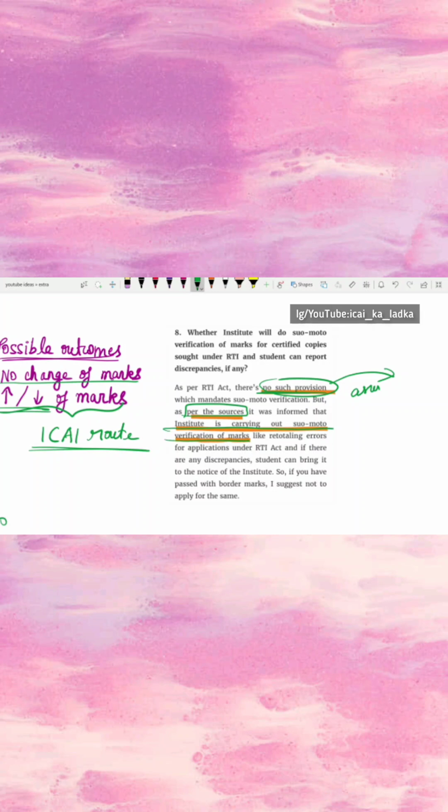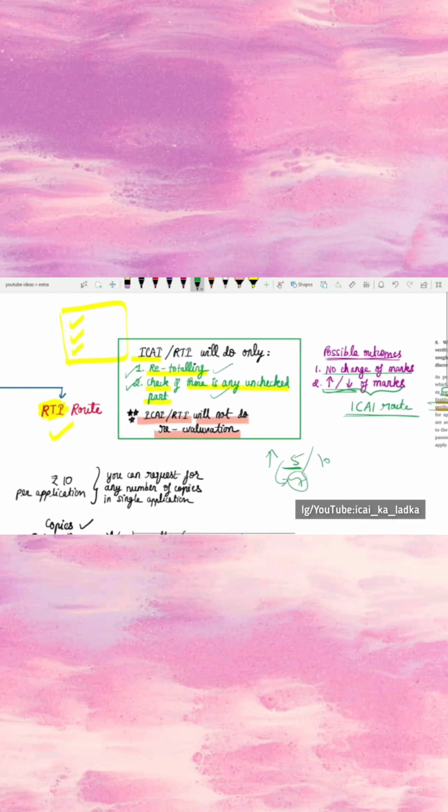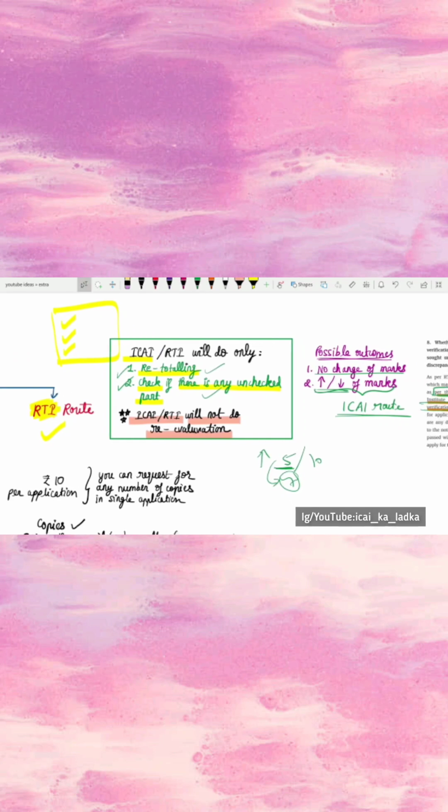That means they themselves, there's no provision, but before they issue your answer sheets through the RTI route, they check whether there are any retotaling errors or any unchecked part. They usually check and only then give it to you. So this is as per sources, but we are not really sure of it. I hope you have understood what happens under the ICAI route and what happens under the RTI route. Always remember there is no re-evaluation.